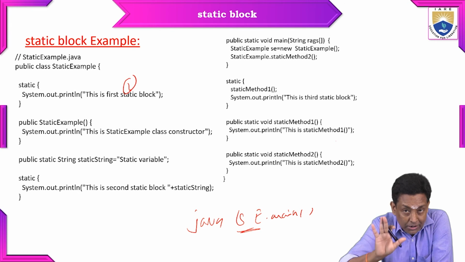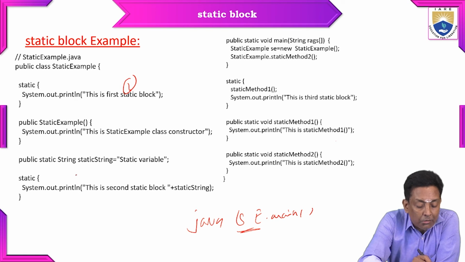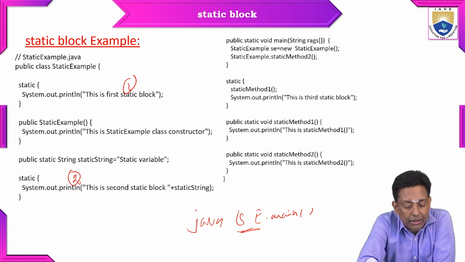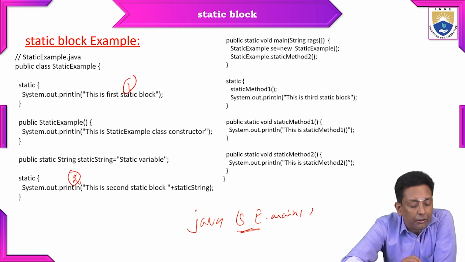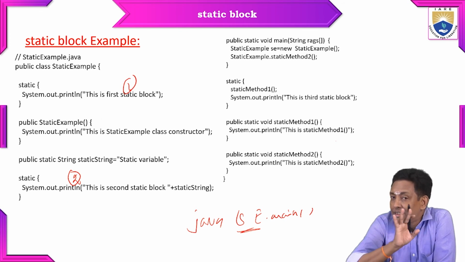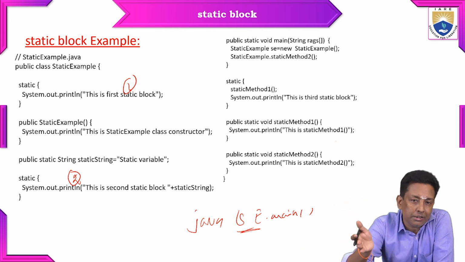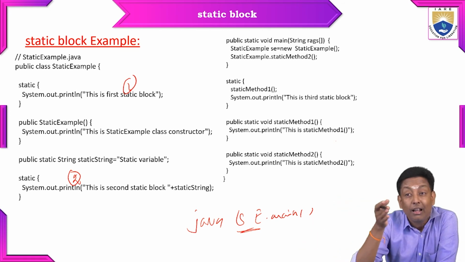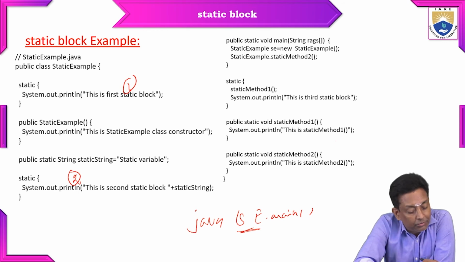All static blocks will execute first before main method execution. That is completed. Then the second static block executes, and in this static block we are calling the static string. That string value will be printed. Static blocks can access only static variables. Remember, non-static variables cannot be referenced in static blocks. Static variables can be accessed in static methods and static blocks. A non-static method or a non-static block can access both static and non-static variables.